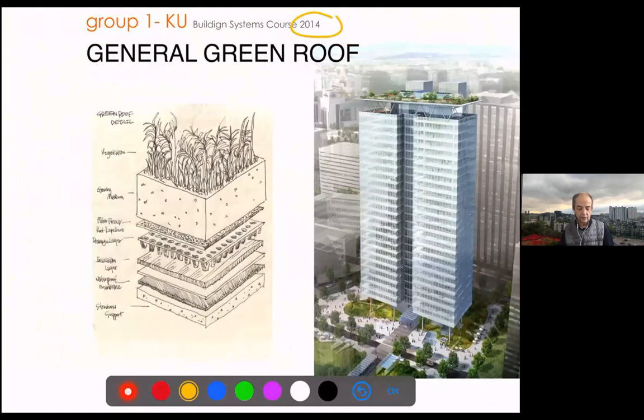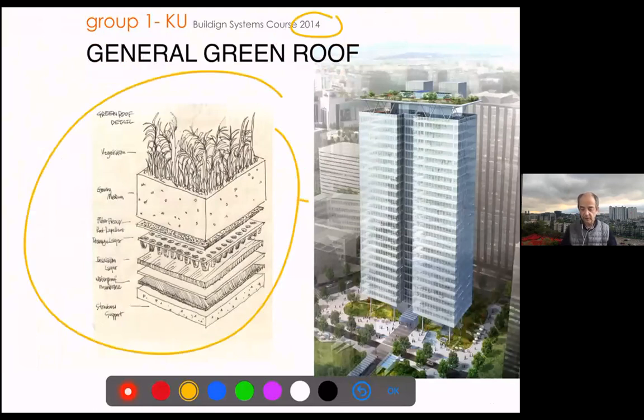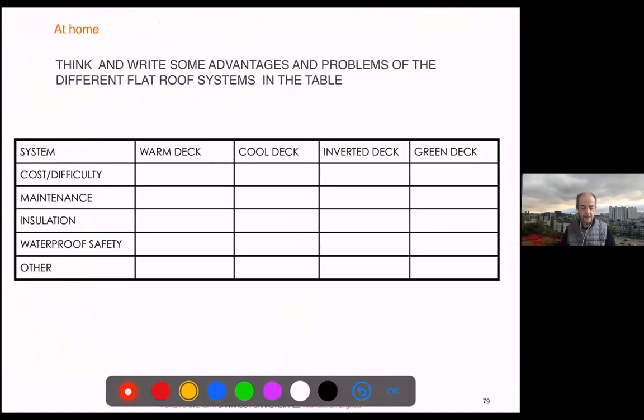Again, taking materials from your zone, this is the detail they figured out for the KT Tower in Hammond. This is deduced because we didn't have access to the detail. If you have it, you can share. But this is basically the general detail we saw. And again, here the insulation goes over the waterproofing because it's quite practical for the garden construction. At home, you can think about the different advantages and inconveniences of those decks.